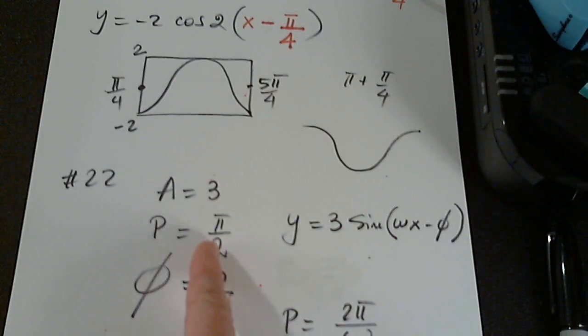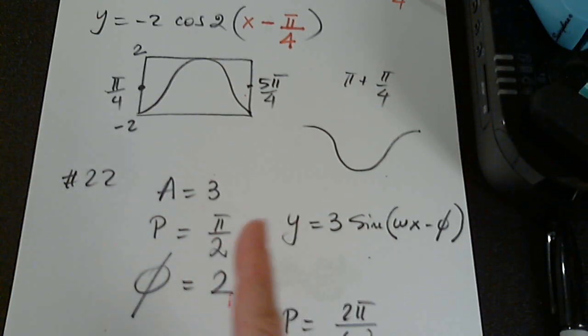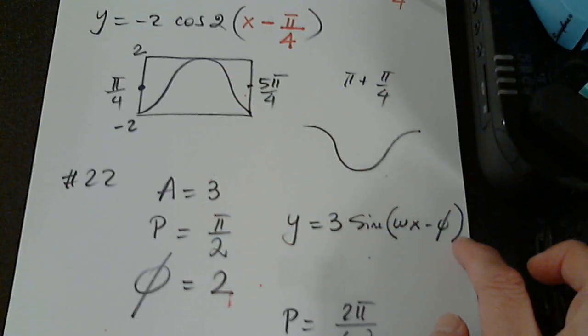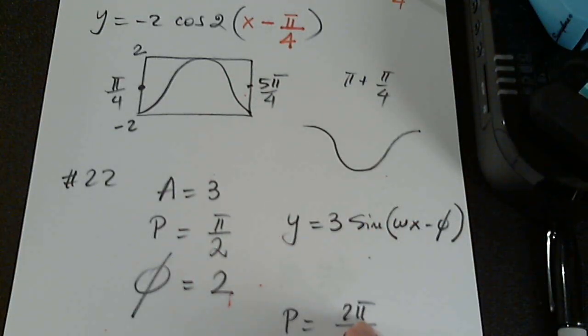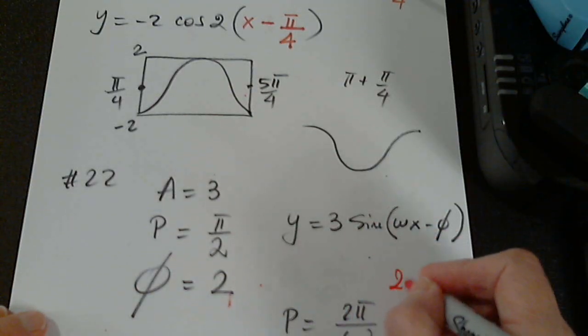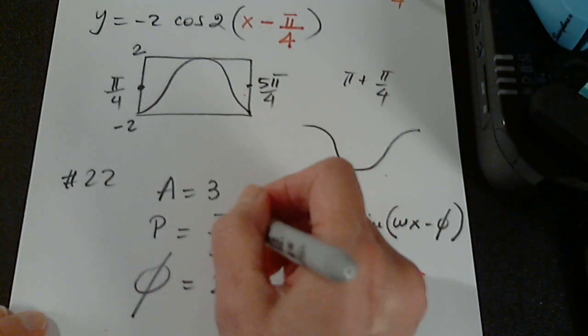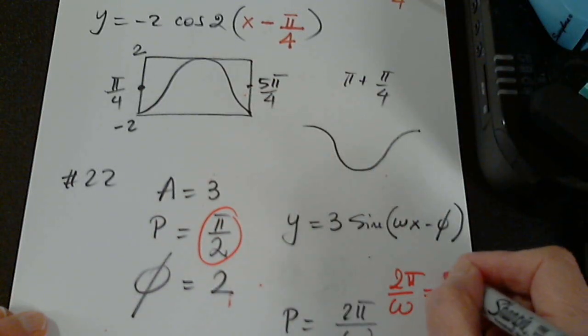But I know that the period is pi over 2. So I have to set this 2 pi over omega equal to pi over 2. I'm given this. This is the definition of the period for such a function. It's 2 pi because it's sine. If it were tangent, I would have put only pi over omega. But it's sine, so I have to put 2 pi over omega. Fine. Now, 2 pi over omega has to equal the given period.